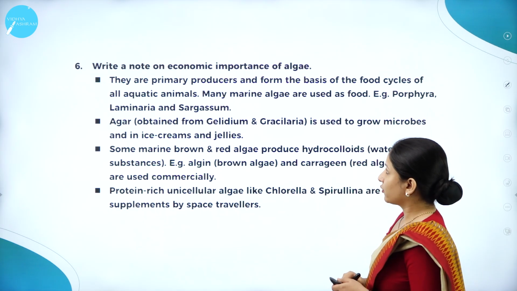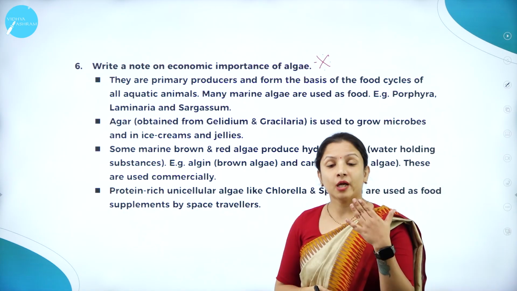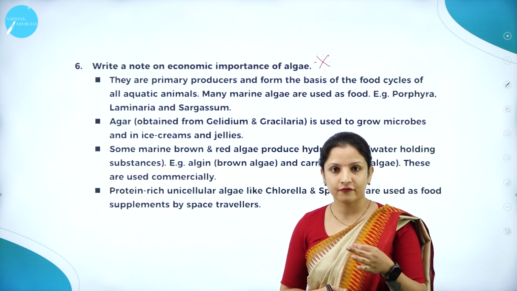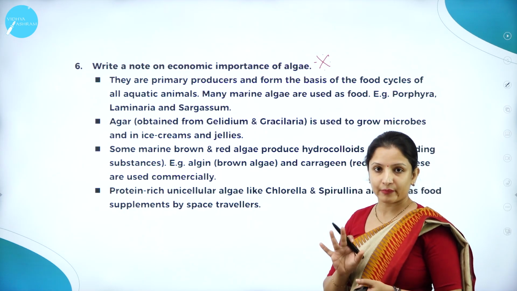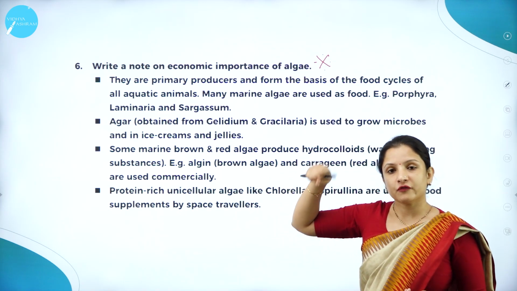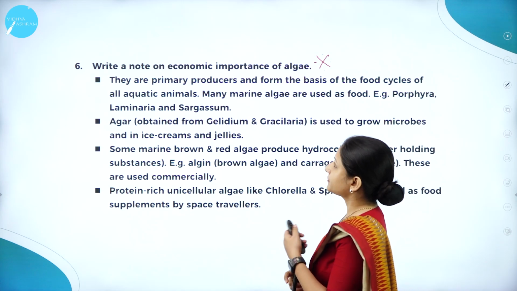Now, next important question: write the economic importance of algae. This is one of the very important questions, along with the sporophytic generation of pteridophytes and the gametophytic generation of bryophytes. All these are very, very important 5 mark questions under this particular chapter. And write the differences between Phaeophyceae, Chlorophyceae, Rhodophyceae. Those are also quite important.